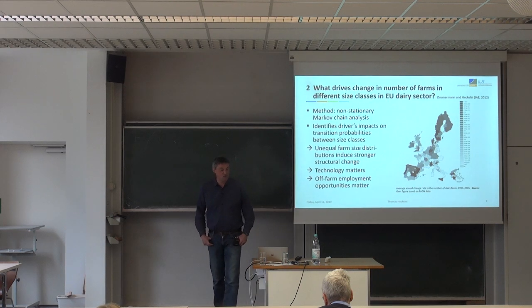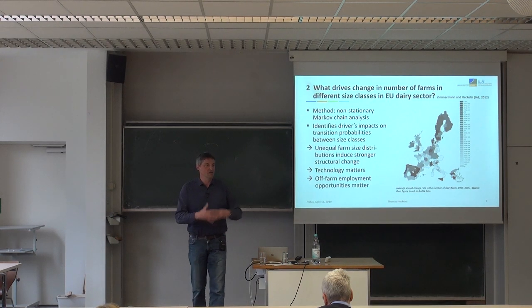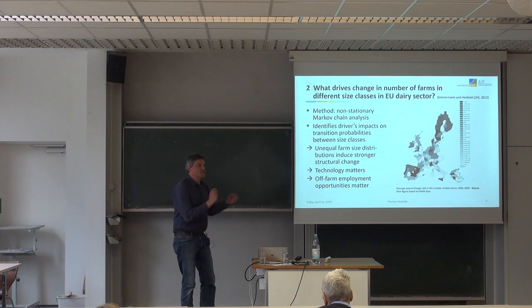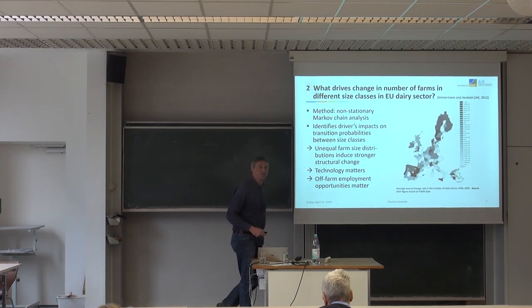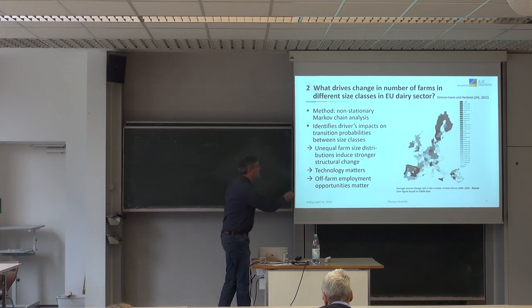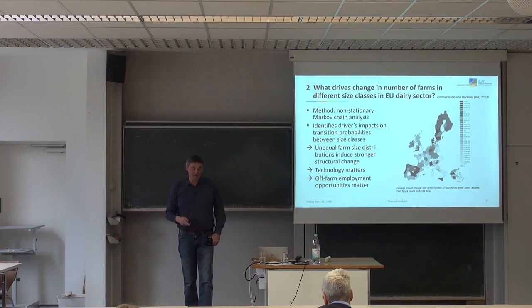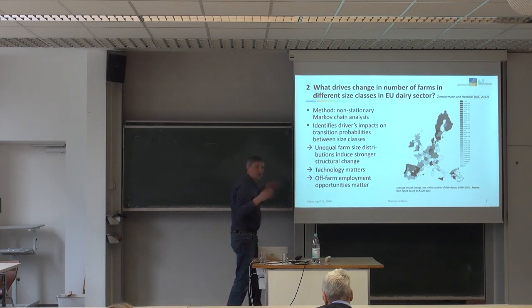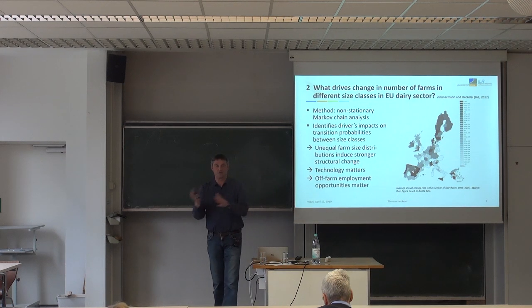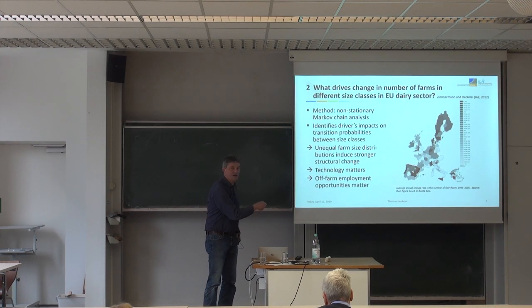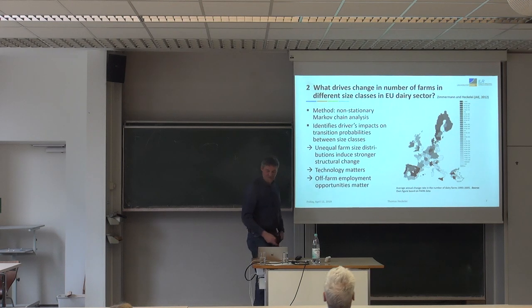Unequal farm size distributions induce stronger structural change. When we have structural change, there are farms that grow, farms that get smaller and disappear, and it's that combination, the distribution, that matters for how strong farm structural change is in an area. Technology matters. Differences in technologies across regions change the dynamics of structural change. Off-farm employment opportunities matter. The household is a complex decision-making unit considering farm and off-farm activities, and what the opportunities are off-farm matter for what happens in the farm sector.